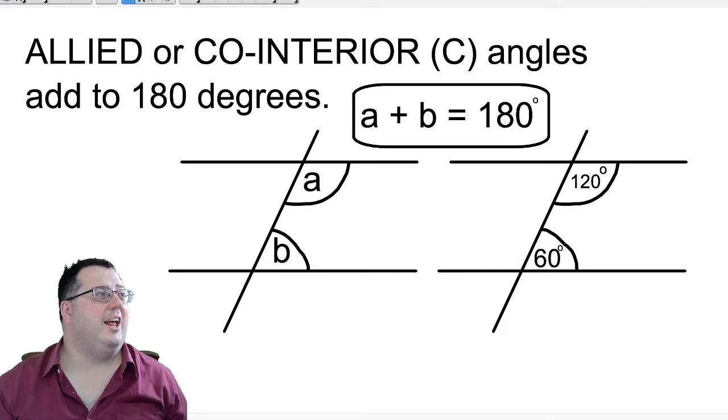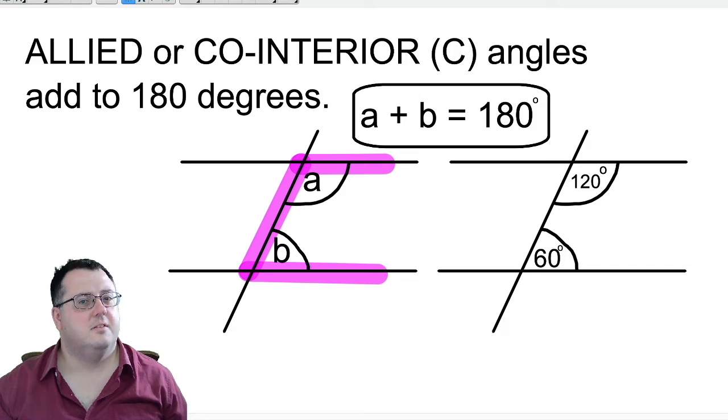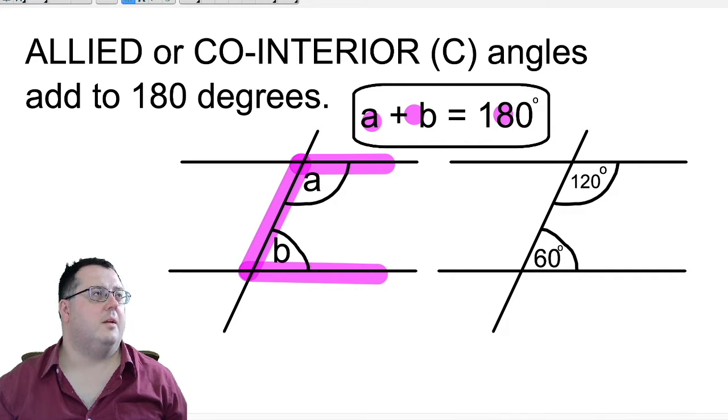And the last rule is allied or co-interior C angles add up to 180 degrees. So let me show you why they're called allied or co-interior. You can generate a C here like this, and the angles on the inside, A plus B, they will make 180. Okay, example on the right, 60 plus 120 will give me 180. Okay, so it's really important to know those three rules.